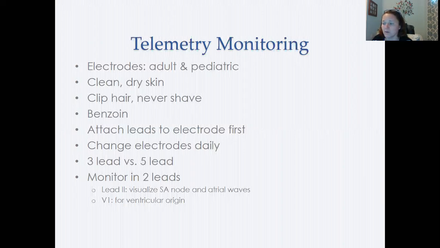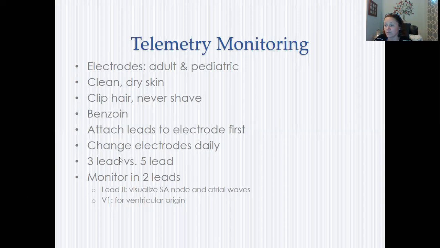So let's talk about that. If you are going to be applying the monitor, make sure that you have the correct size electrode. There are different electrodes for pediatric and infants than there are for adults. The skin should be clean and dry. Don't shave the hair with a razor, just use the clippers. You can use benzoin to help it stick. If somebody's really sweaty, that may help.